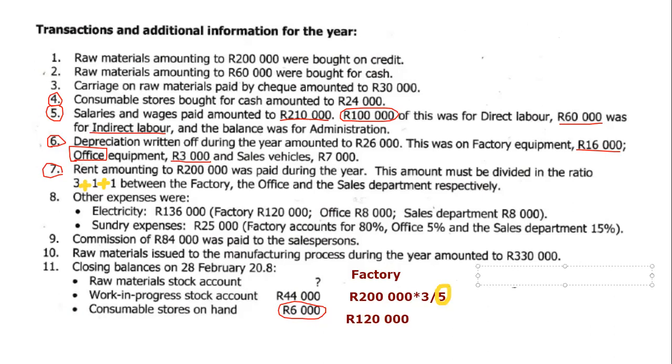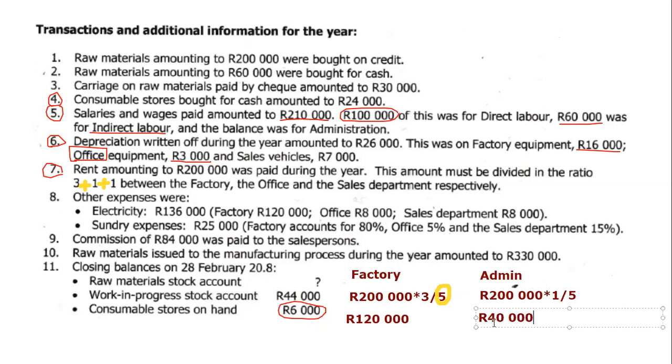We have our office. Do you agree that office will be admin? Yes. And how do we calculate what goes to admin? We say 200,000 times 1 over 5. How much do we get? We get 40,000.